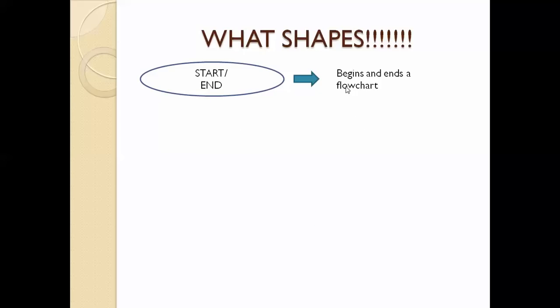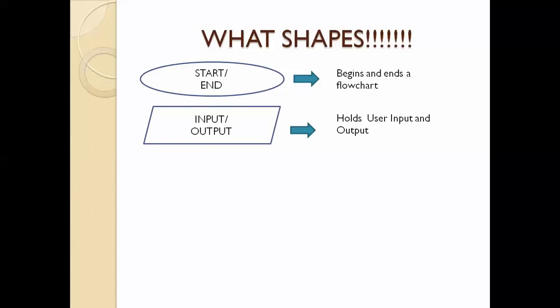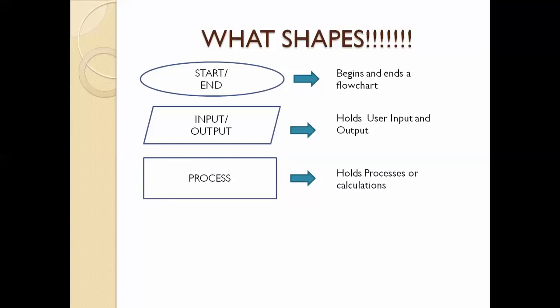So first we have an oval. The oval starts and ends a flowchart. Next, a parallelogram. It holds the user input of the program we are charting and the output of the program. Next is a rectangle.